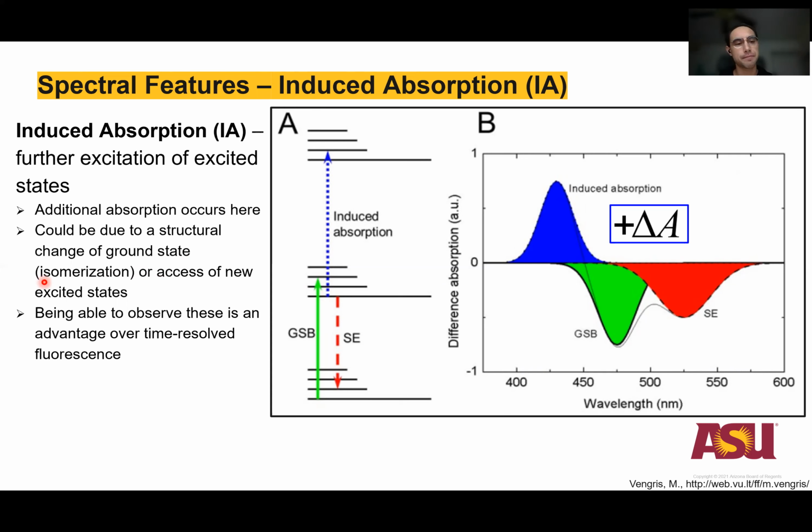say like isomerization of an alkene or something like that, or access of new electronic excited states. And so being able to observe these types of excited states is one advantage over time-resolved fluorescence, which is another type of time-resolved spectroscopy. But your sample doesn't necessarily need to be photoluminescent in this case, or these excited states don't necessarily have to be photoluminescent to be able to observe these changes in the absorption.